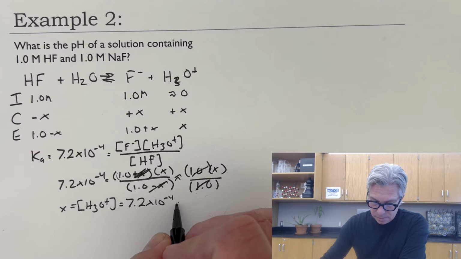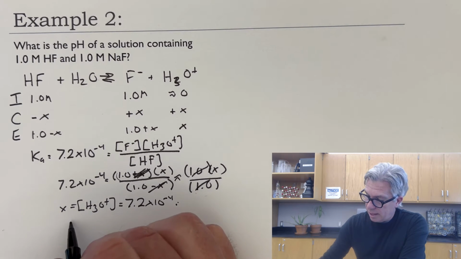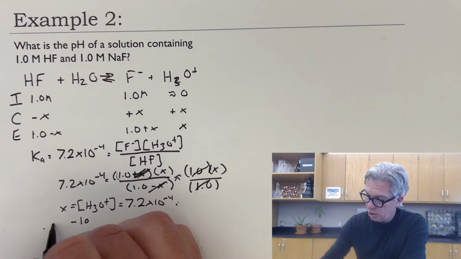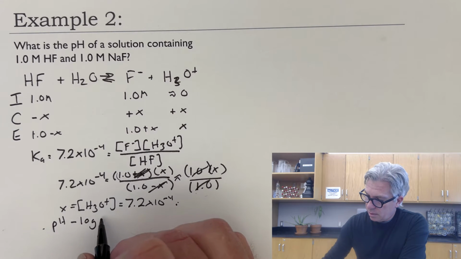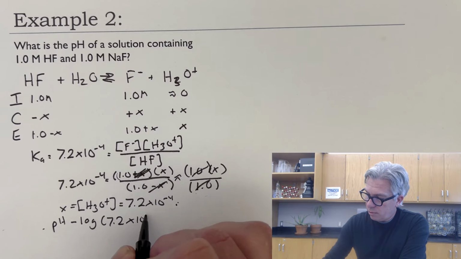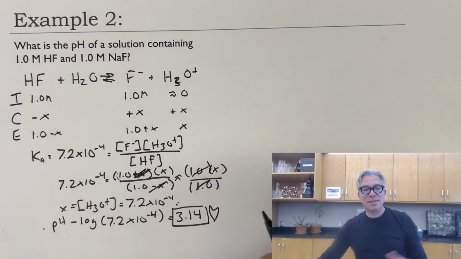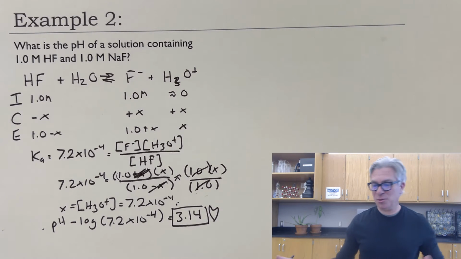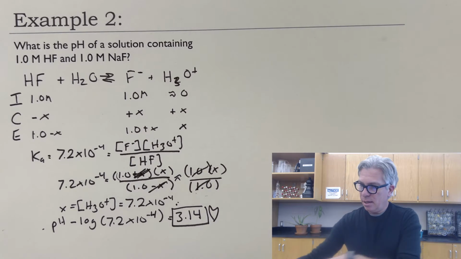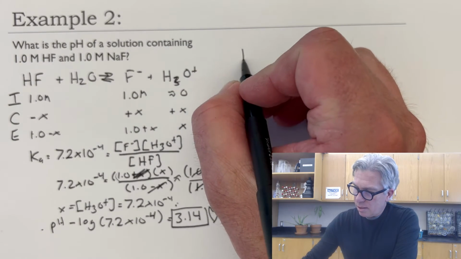And the negative log of that is the pH. And that gives me a pH of 3.14. Nope, it's not actual pi, but it's kind of a nice coincidence that it comes out as 3.14. So that's great. So here's an important note about this.